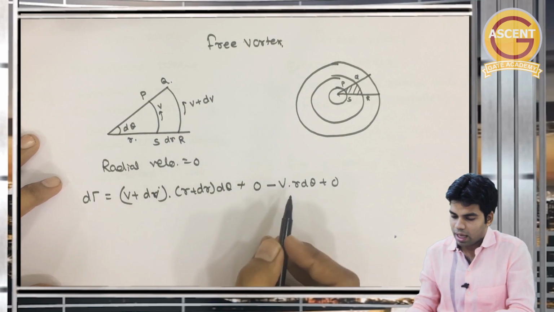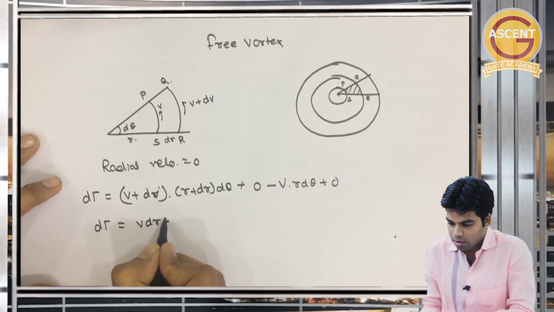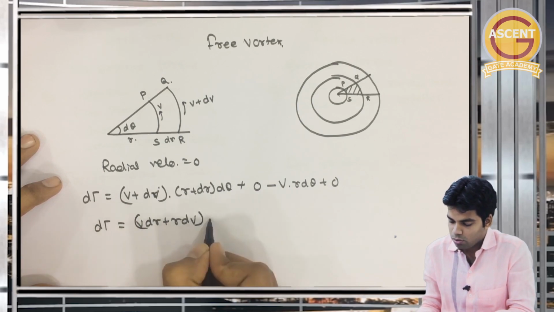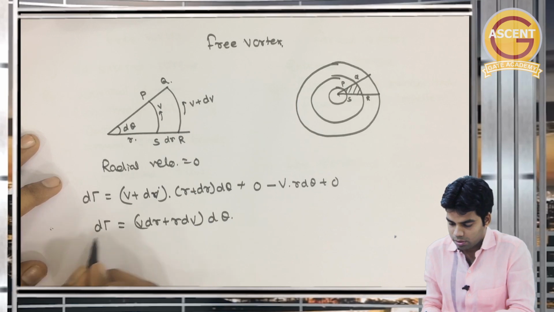Now neglecting higher order terms, we will get d circulation is equal to V dr plus r dV into d theta. Clear? Okay, this is nothing but the circulation. Now vorticity, what will be vorticity now?